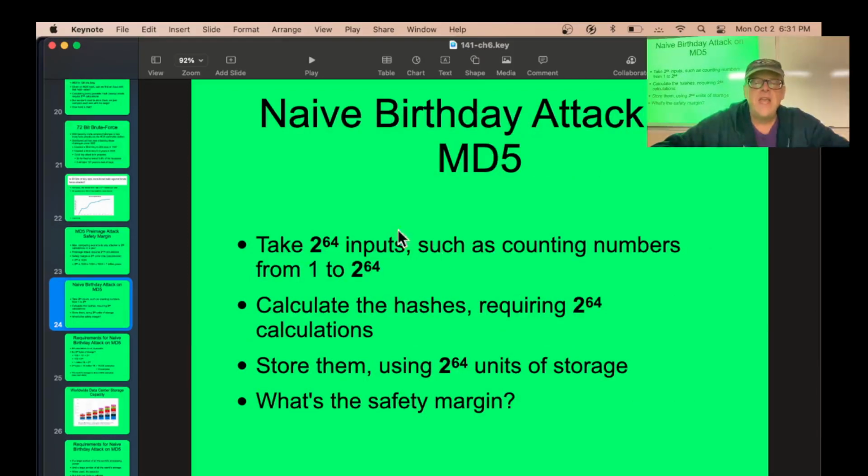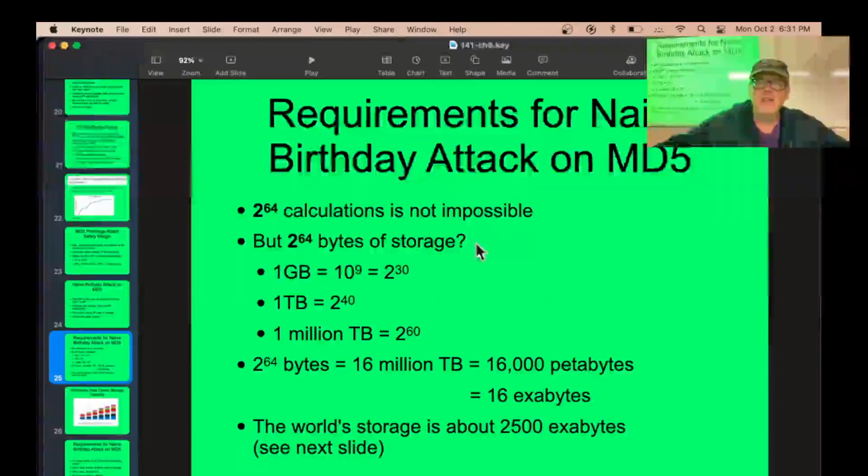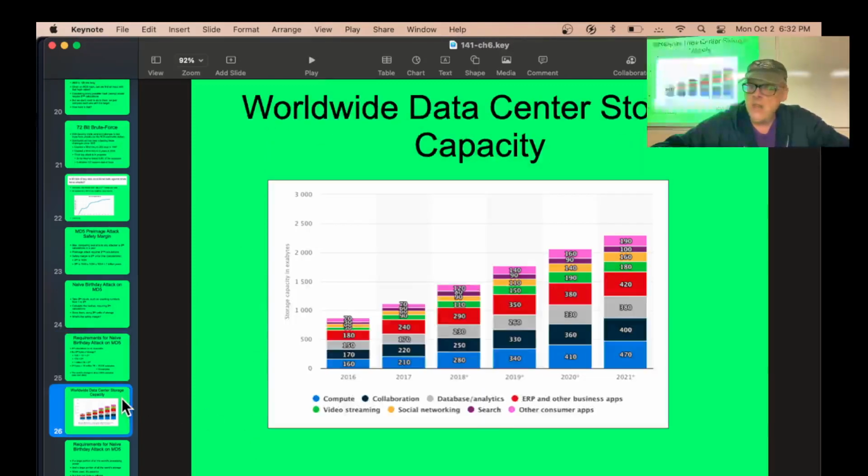And so if you want to find a collision, though, with the birthday attack, then you only need to do 2^64 calculations, calculate them, store them, and then find the duplicate. So what's the safety margin here? And the answer is 2^64 is not impossible. We already said a 64-bit key has in fact been cracked by brute force. So you can get computers that can do that many calculations. How about 2^64 bytes of storage? Well, that turns out to be 16 million terabytes, which is 16 exabytes, and the total storage in the world is 2,500 exabytes. So if you had powerful computers, this is not impossible.